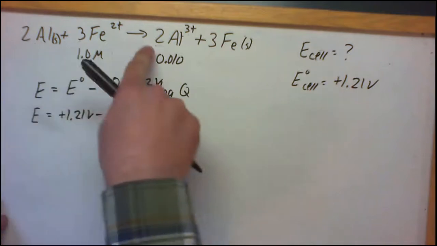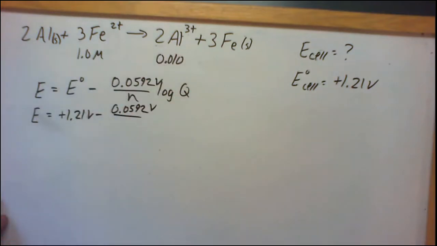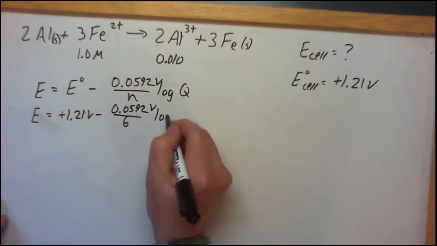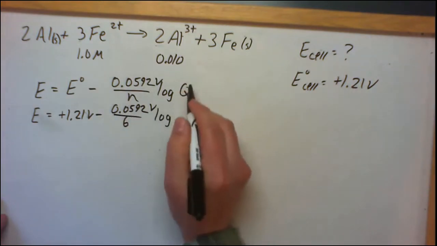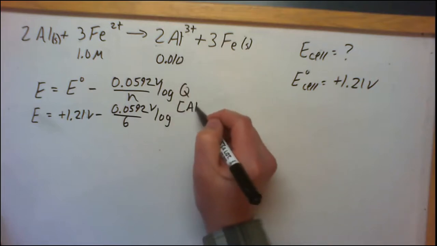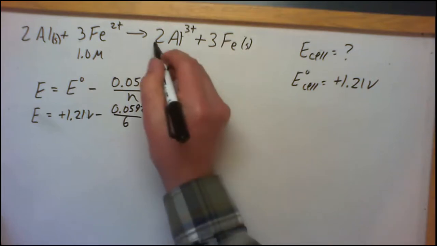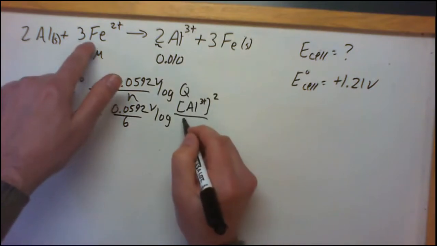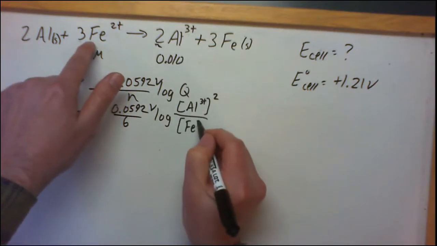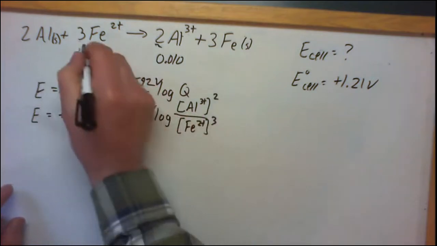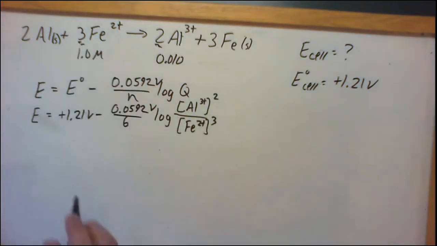There are a total of 2 aluminum atoms in this balanced equation. So in total, we have 6 electrons being transferred. So 6 would be our value of n, times the log of Q, where Q is our reaction quotient. It's equal to the concentration of aluminum on the product side squared, divided by the concentration of iron on the reactant side, and that number has to be cubed.